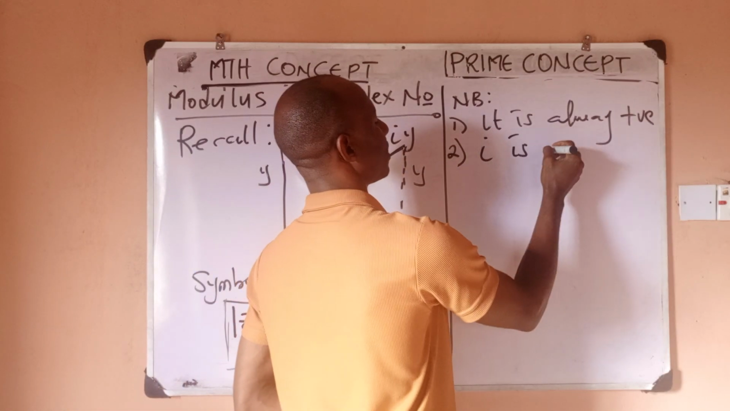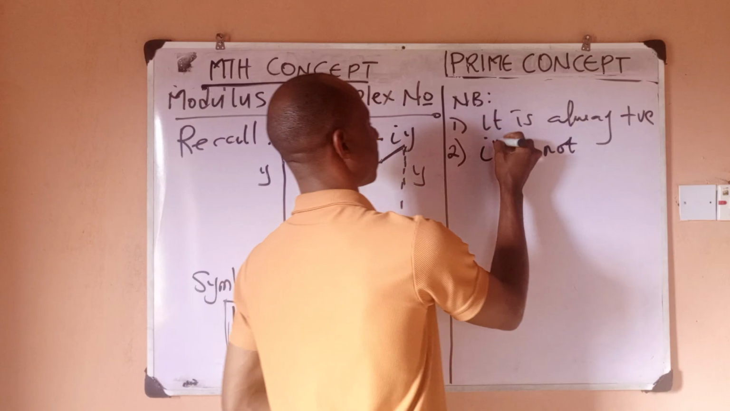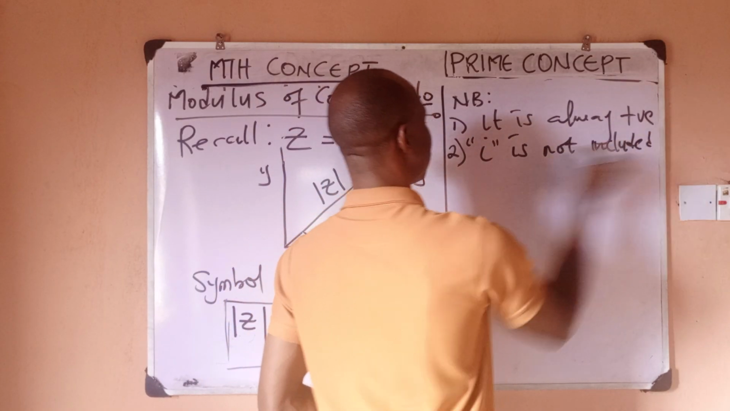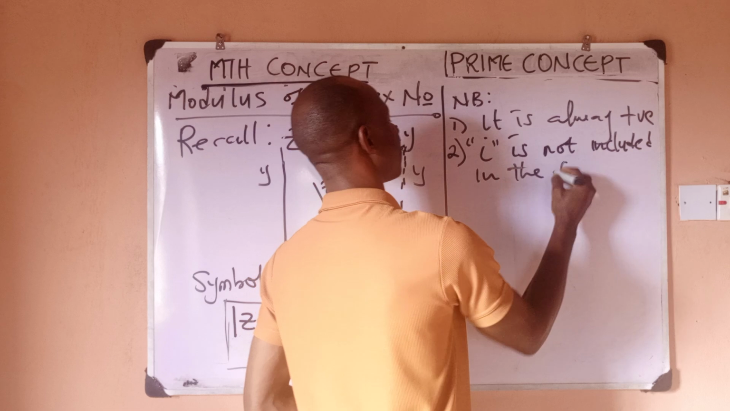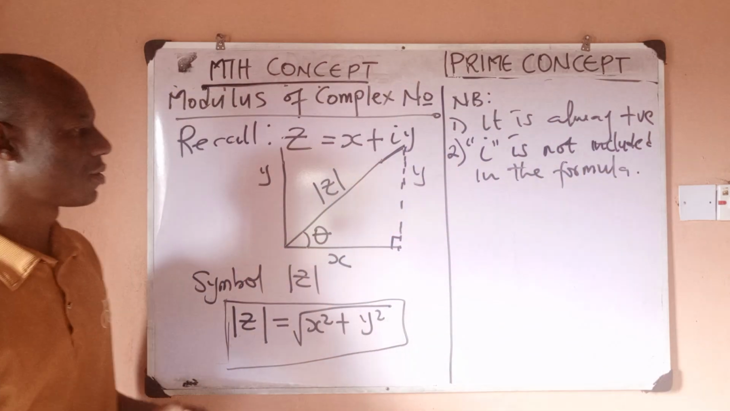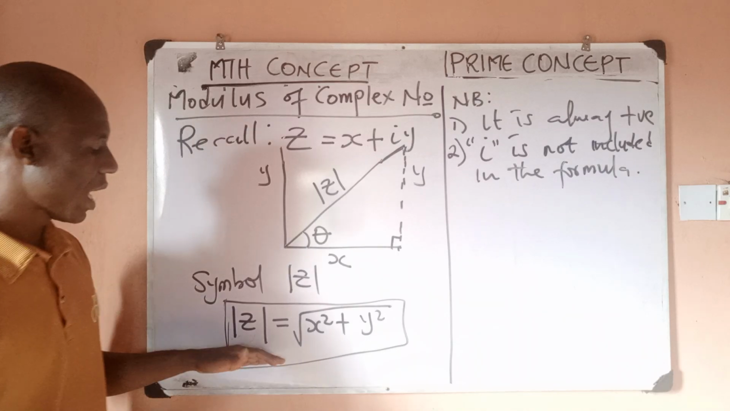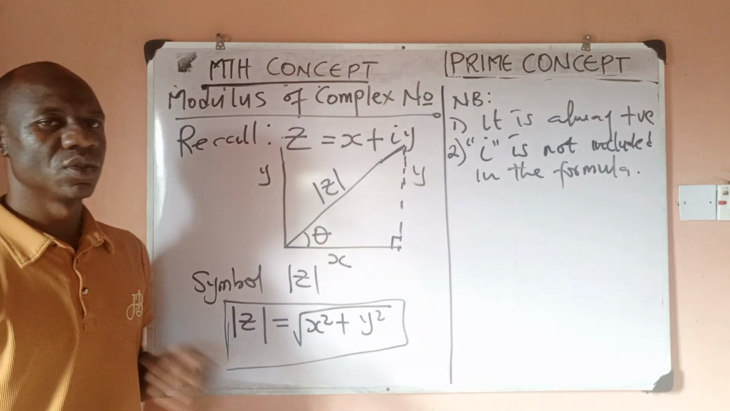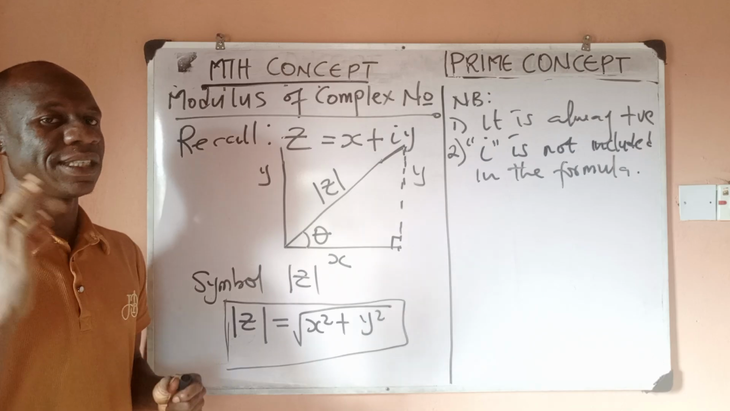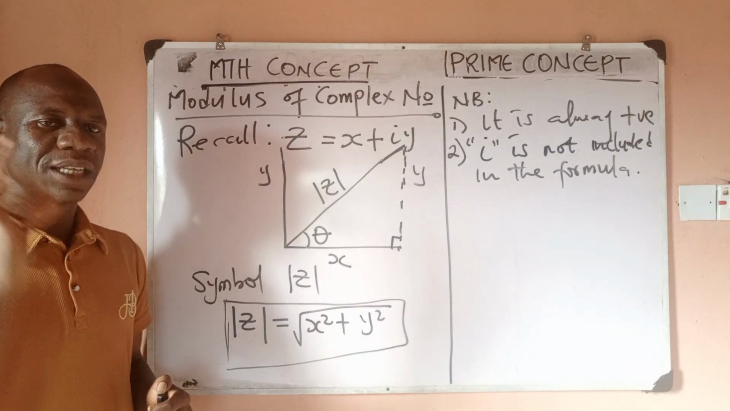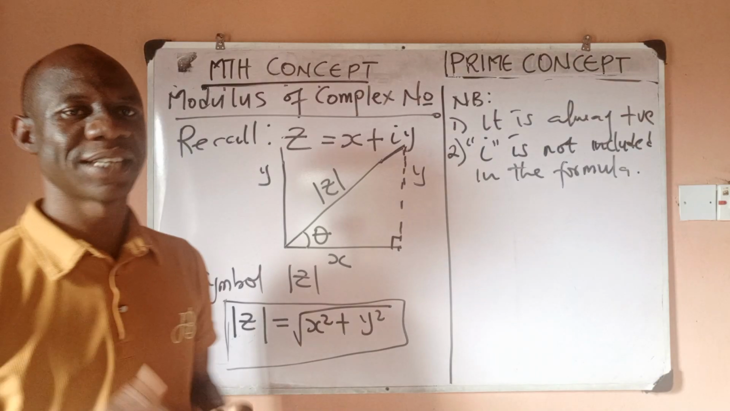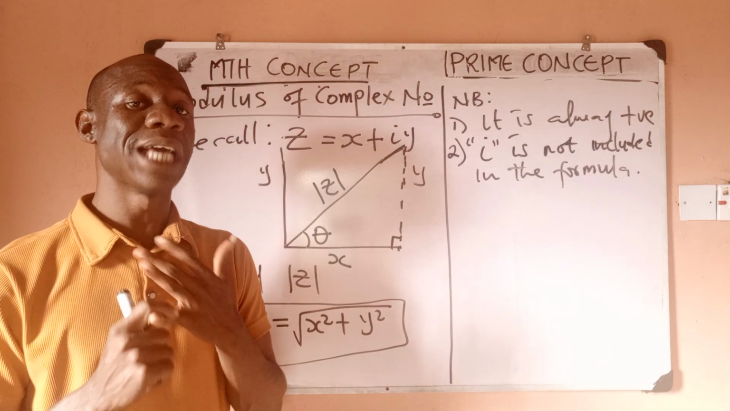i is not included in the formula. So it's very important for you to note this. This is how you can find the modulus of a complex number. And the other thing that follows is the argument. Argument represents angle. So whenever you hear argument in complex numbers, it simply means find the angle.